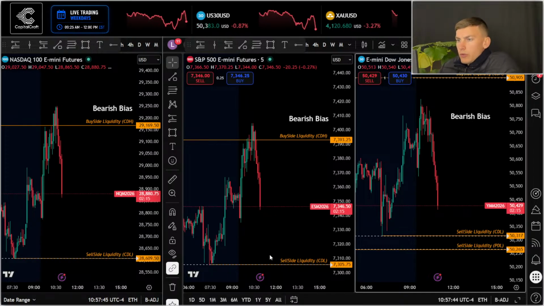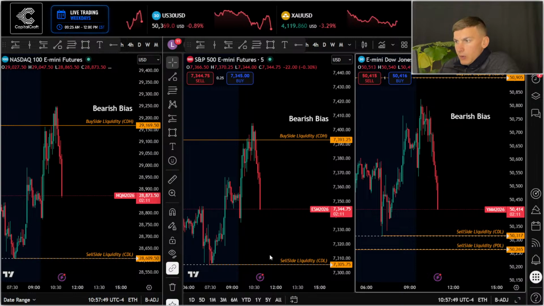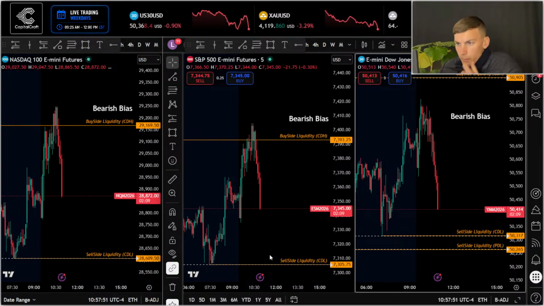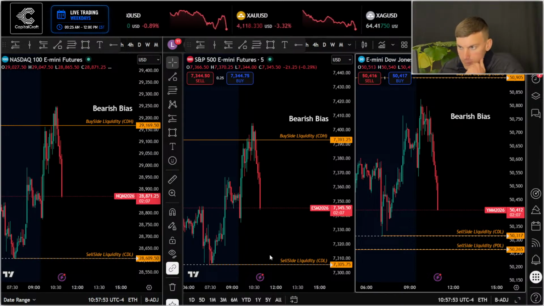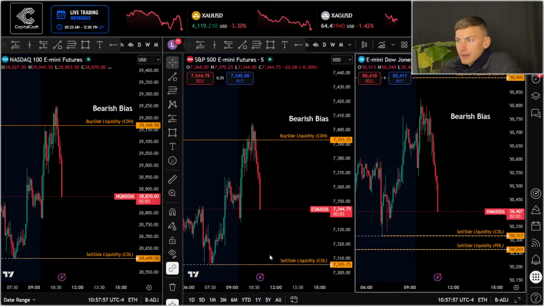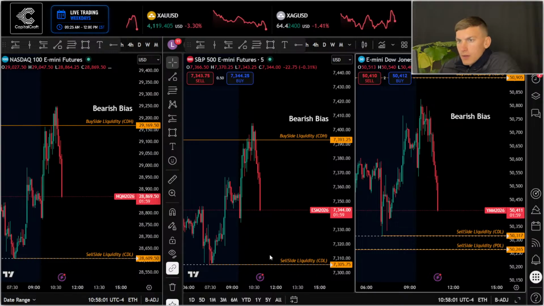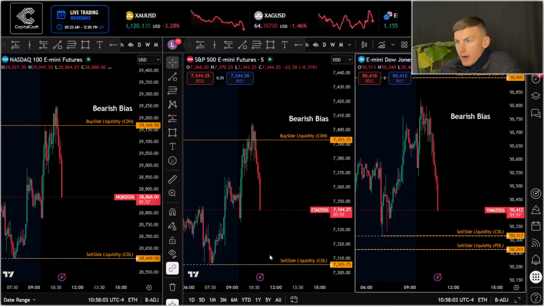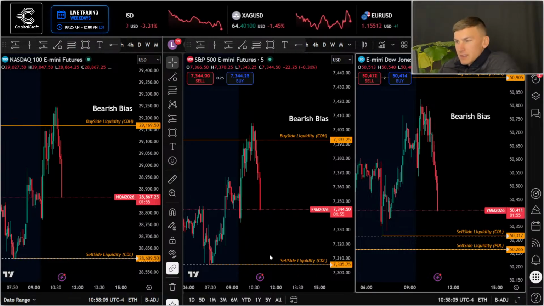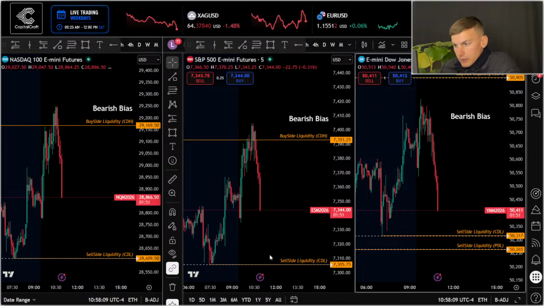Alright, so we are moving rapidly down. It does look like this 5 minute could be our inefficiency that we are looking for. Now, once we form this particular inefficiency, I would ideally see us trade back into it before the Dow takes out sell side. That would just be the highest probability outcome. Now, if price does not do that, it takes out buy side immediately, probably not going to be looking to trade.